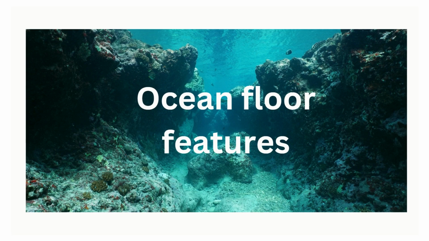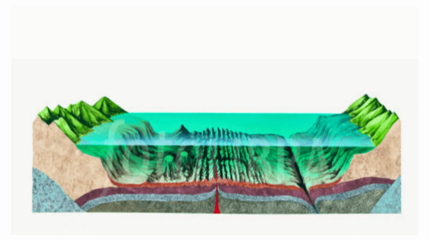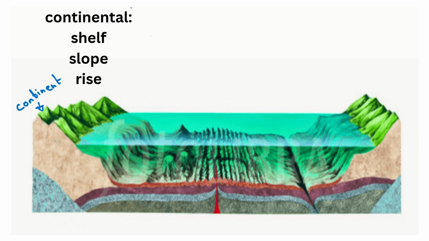We are now going to look at some ocean floor features. So these shapes are under the ocean. The first thing we're going to look at is this big piece of land, which is called a continent. And this big piece of land is next to our ocean. There are three words that start with continent because they are right next to the continent: continental shelf, continental slope, and continental rise.